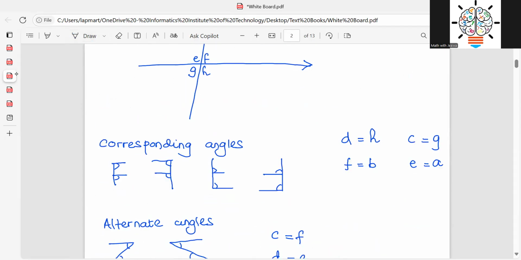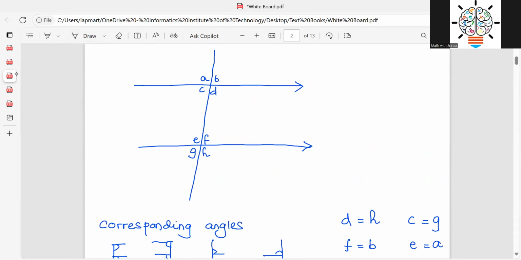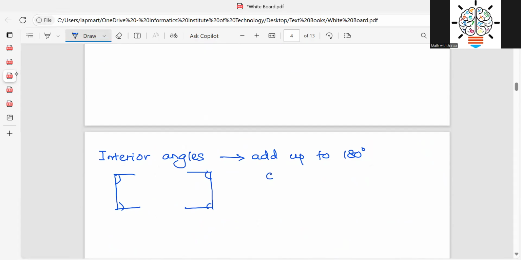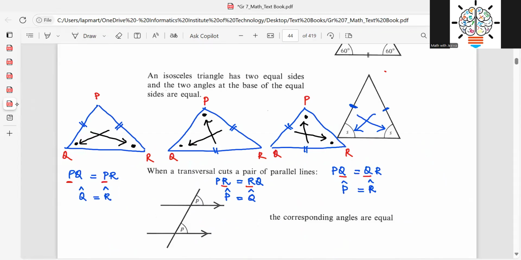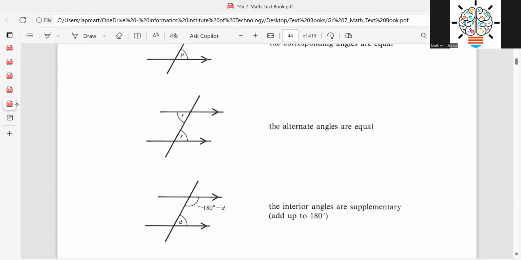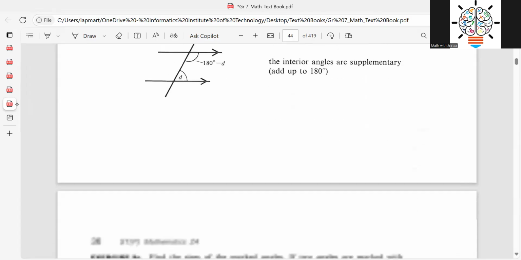In this example, children, you have C, E, D, F. So then you can write C plus E equal to 180 degrees, D plus F equal to 180 degrees, right? So that is all about the parallel lines. You want to recall here that they have mentioned the corresponding, the alternate, and the interior angles are supplementary. You should know that when they use the word supplementary, it adds up to 180 degrees, right?